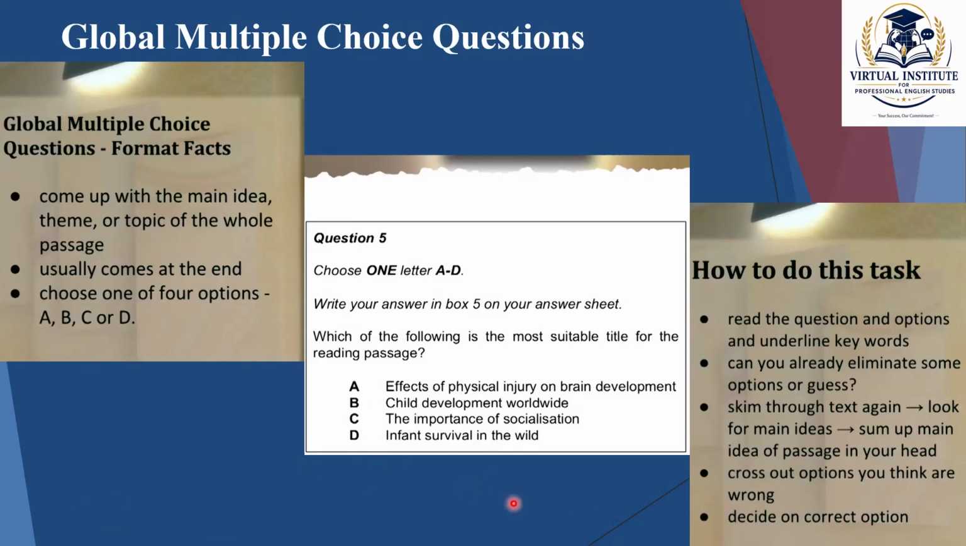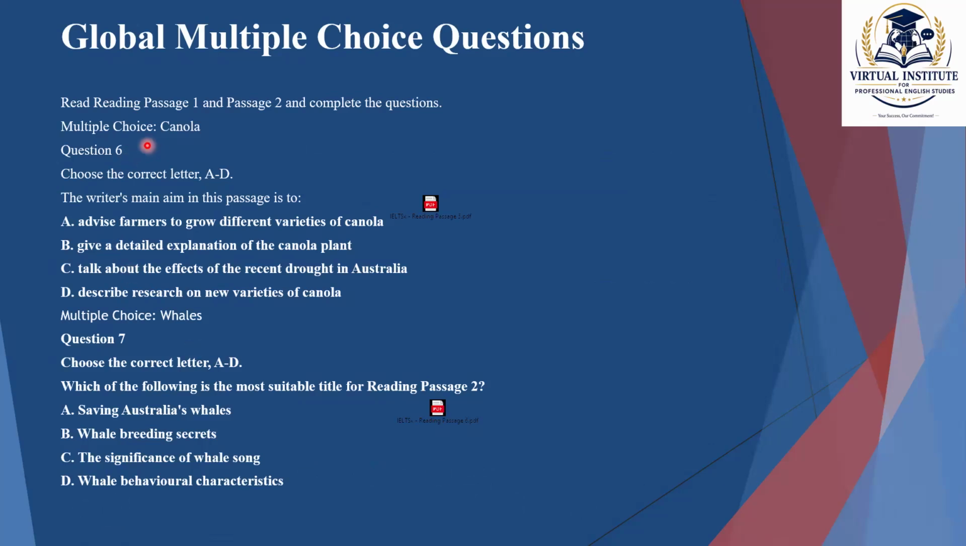Now, let's see an example here. Now, you will have this reading passage. I will open this reading passage for you, right? And you have question 6 and question 7. Question 6 instructions are: choose the correct letter A to D. The writer's main aim in this passage is, right? So you will be looking for the main aim of the passage.